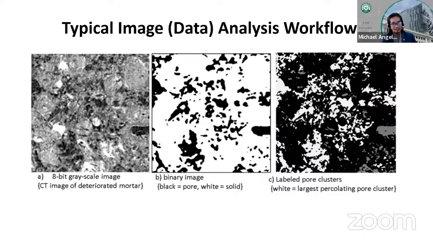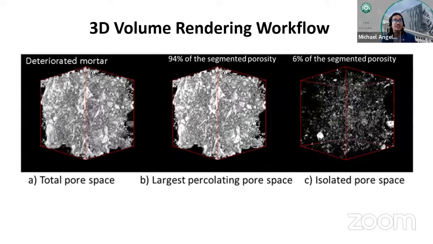This is the typical workflow. You try to segment it so that you can identify the void space, and then you do some labeling of the void space. Of course, you can also do some 3D volume rendering, wherein you can identify, for example, in my case, I'm interested in the largest percolating pore space. So this is how you typically analyze the data from X-ray CT. And of course, you can extend this by doing additional quantitative analysis.